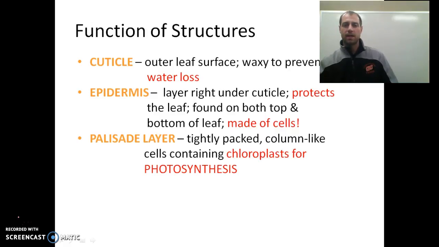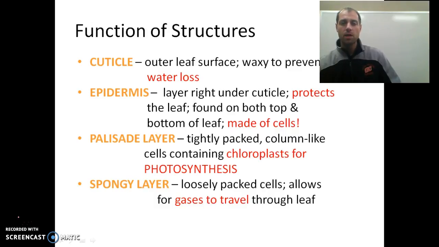The palisade layer is going to be that top, tightly packed, column-like layer of cells, and those are going to contain lots of chloroplasts. They're going to be soaking up as much sunlight as humanly possible, or I guess plantly possible, so that our cells can go through photosynthesis. Then we have the spongy layer right underneath the palisade layer. The spongy layer is going to be loosely packed cells, and again, they're going to allow for gases to travel through the leaf.